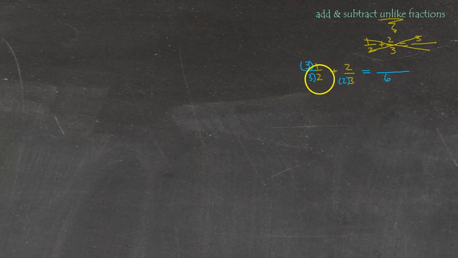Now 3 times 2 is 6. 2 times 3 is 6. Totally allowed to multiply this denominator by 2 as long as I also multiply the numerator by 2. So now I have 3 times 1 plus 2 times 2, and this is 7/6. So let's do a bunch of examples because nothing makes perfect like practice.